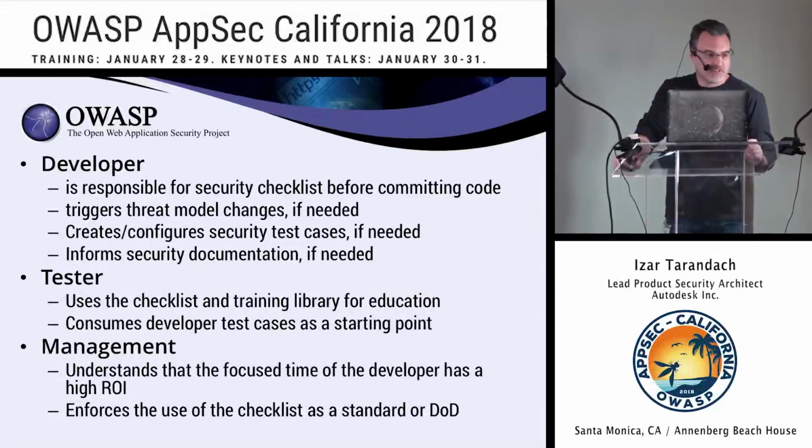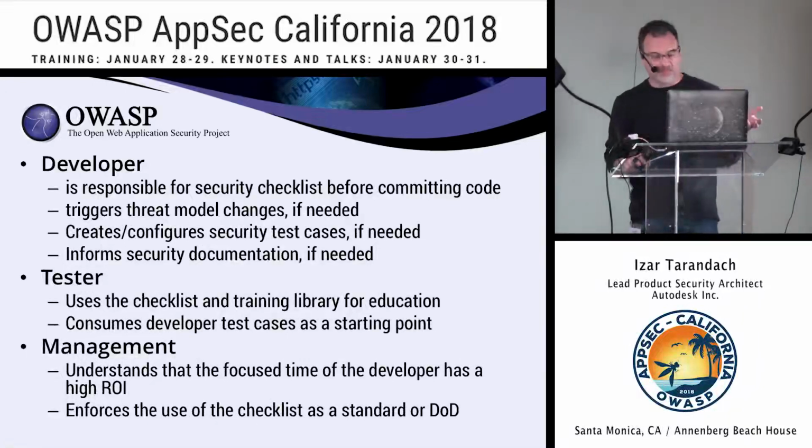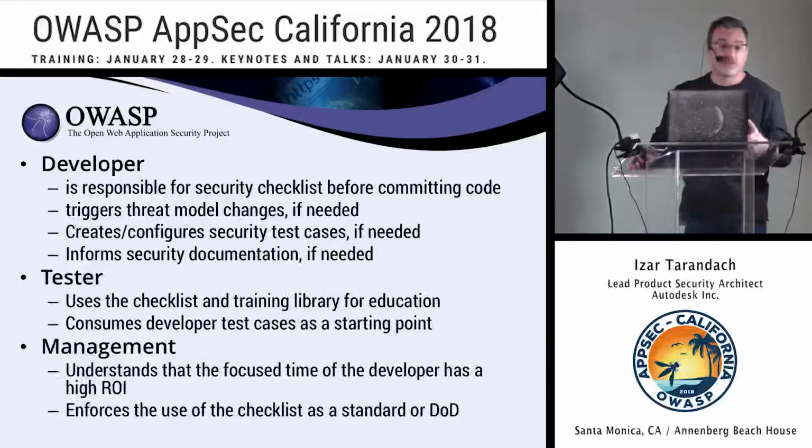And then do the triggers. Before you commit, before you send it to the big static code analyzer in the sky. The developer can trigger the threat model change if needed, can create a security test case if needed, and can inform the security documentation, again, if needed. The tester can use the checklist and the training library for education. So they can use that as something that's going to guide the way that they do their tests. And they consume whatever security tests the developer decides to do as a starting point for what they do.